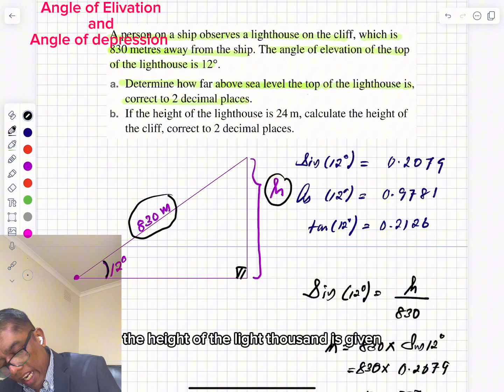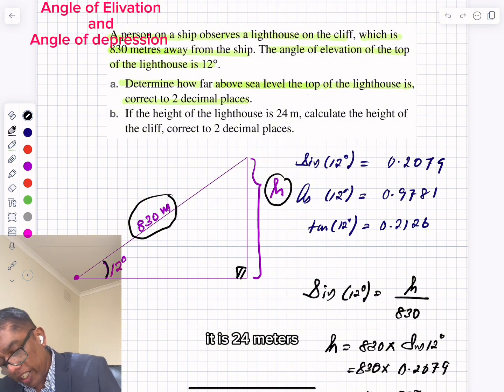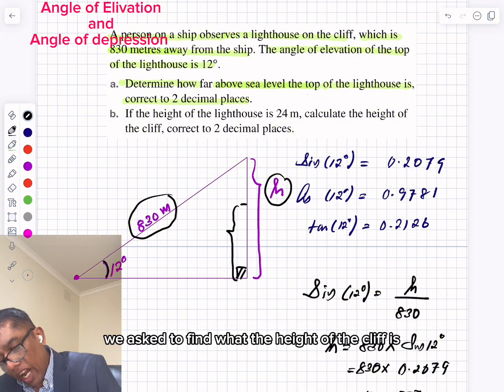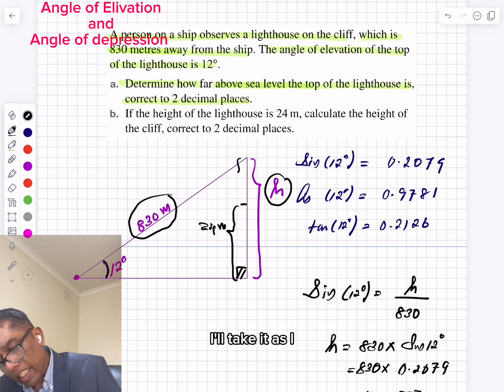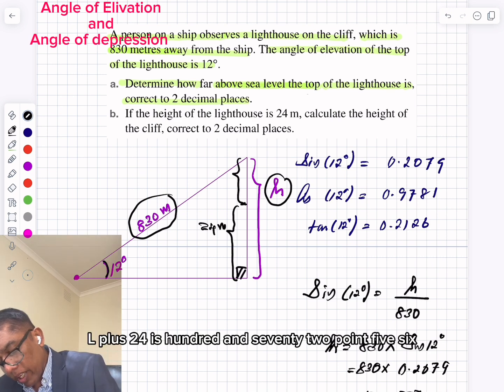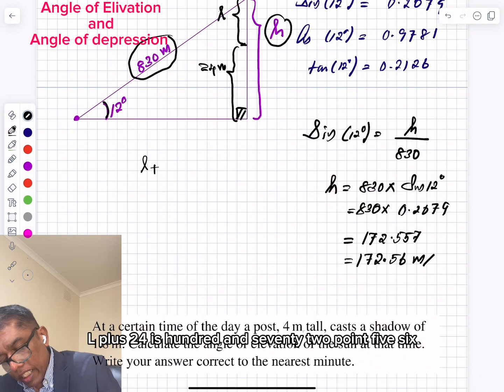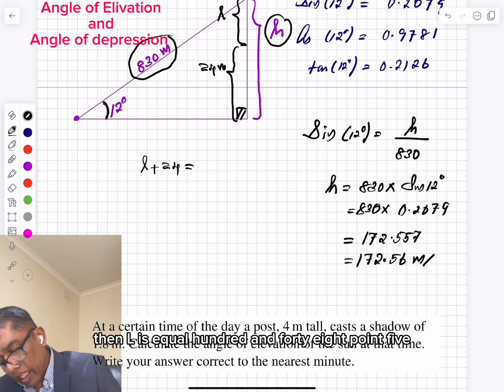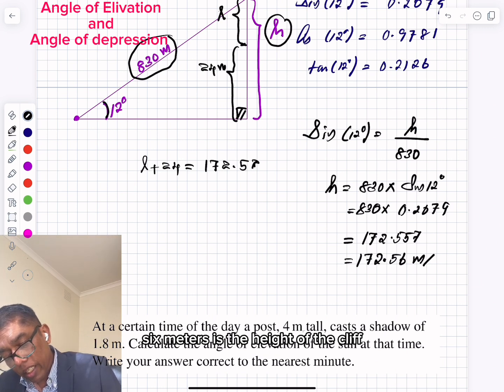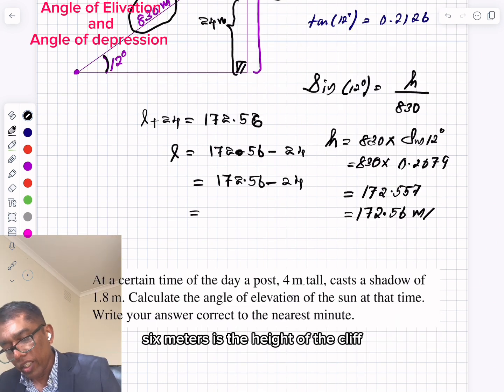The height of the lighthouse is given. It is 24 meters. We are asked to find what the height of the cliff is. I'll take it as L. L plus 24 is 172.56. Then L is equal to 148.56 meters. This is the height of the cliff.